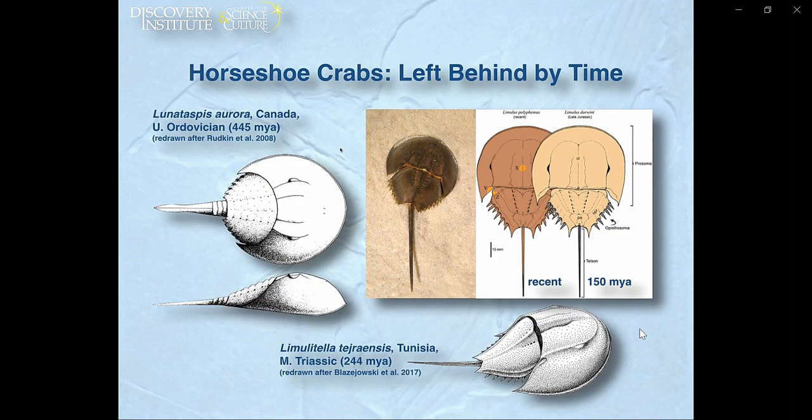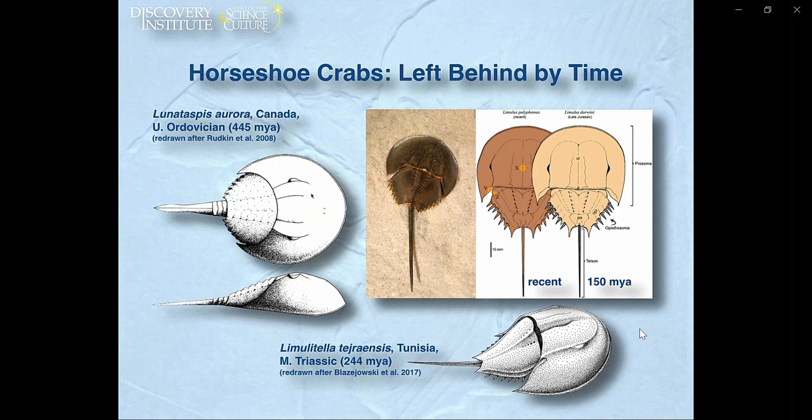And one of the most striking examples for these animals that are left behind by time is horseshoe crabs. What you see here in the photo is a recent horseshoe crab. Also here, this brown drawing is the recent horseshoe crab Limulus polyphemus. What you see here is one-to-one exactly the same as Limulus darwini from the late Jurassic, 150 million years older, and it is identical. But even if you go further in time to a quarter billion years, and you go to Tunisia and the mid-Triassic Limulitella tunisiensis, it's 244 million years ago and it still looks exactly the same. And even if you go back nearly half a billion years to the oldest known horseshoe crabs, they almost look identical to the modern ones. So they have not changed.